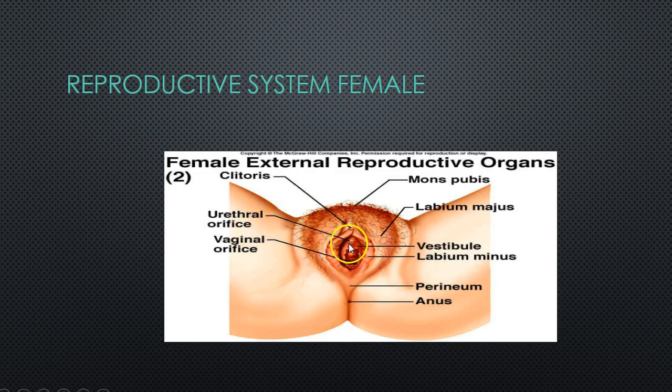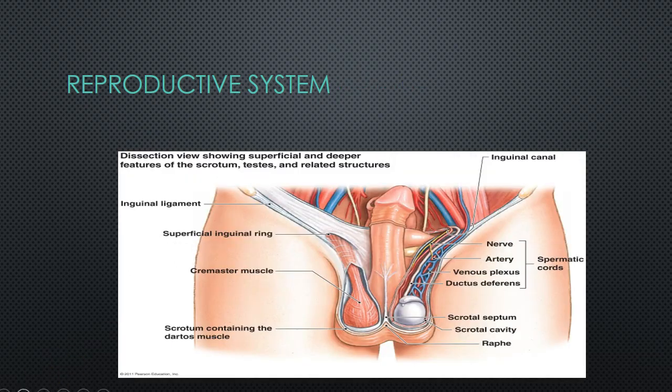You have the orifice of the urethra, which is what the catheter goes through. The vaginal orifice, which is the opening to the vagina. And we have our perineum, which is in between the vagina and the anus, and then the anus.